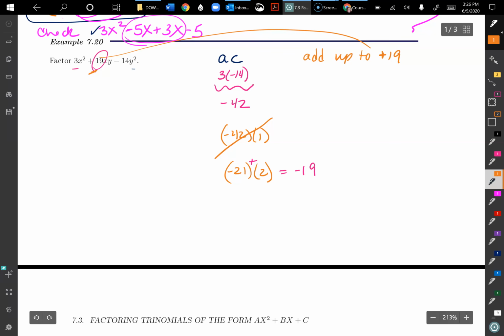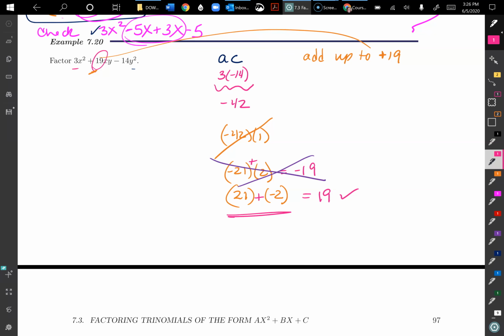Okay, so just to be clear, that is not going to work then, but I'm really close, so I can just change my signs. 21 times negative 2 will also give me negative 42, but if I add those up, I do in fact get positive 19. So these are my two factors that I want to use and split this back apart.